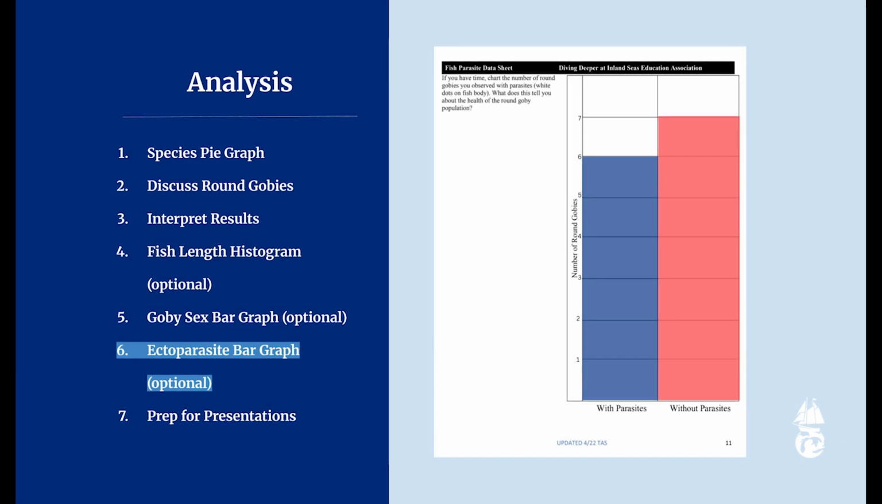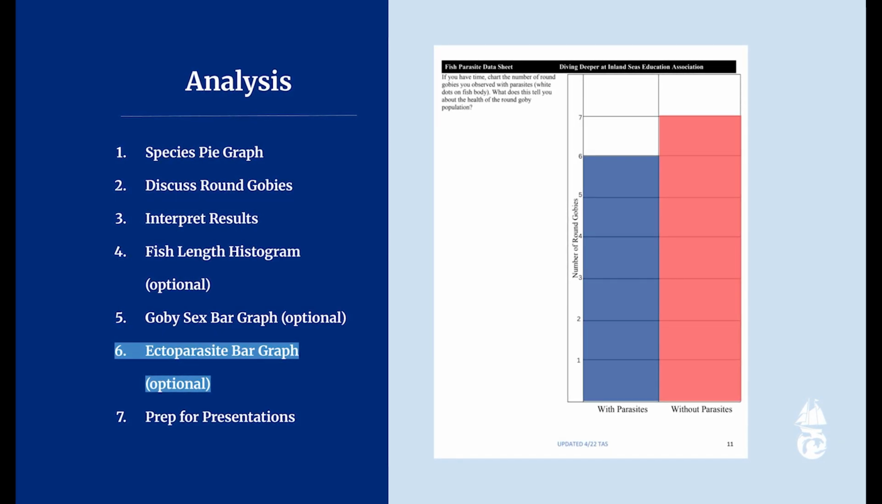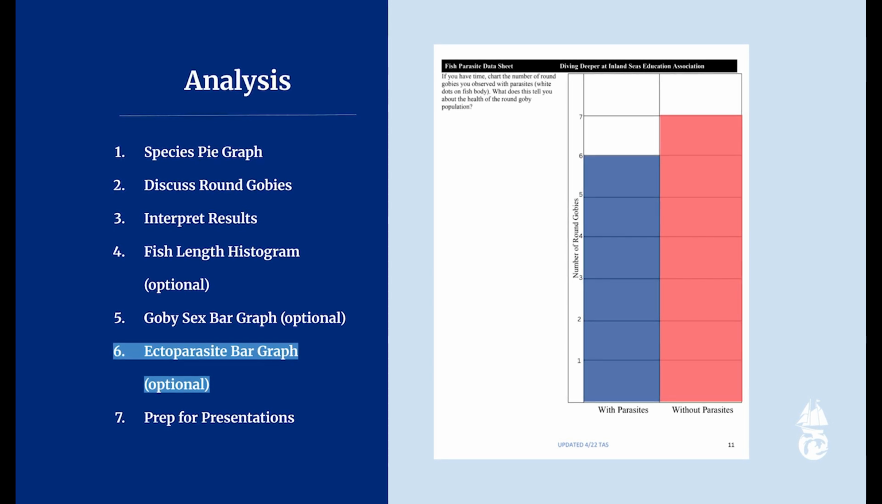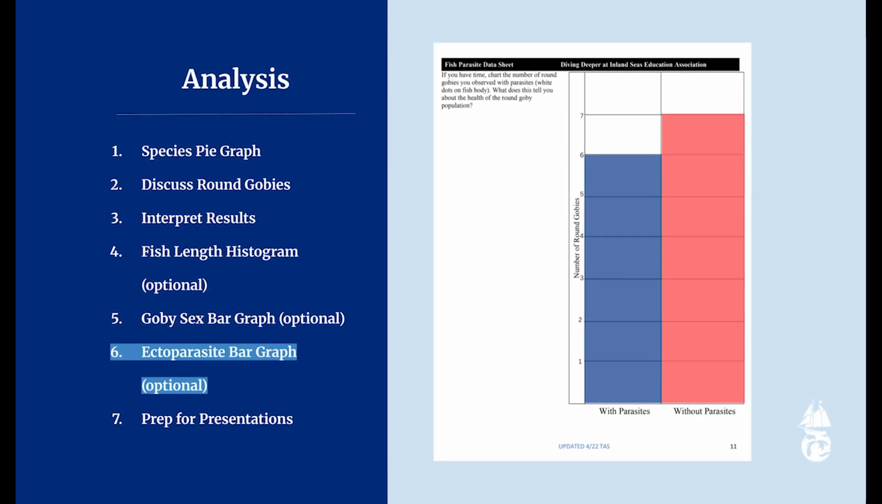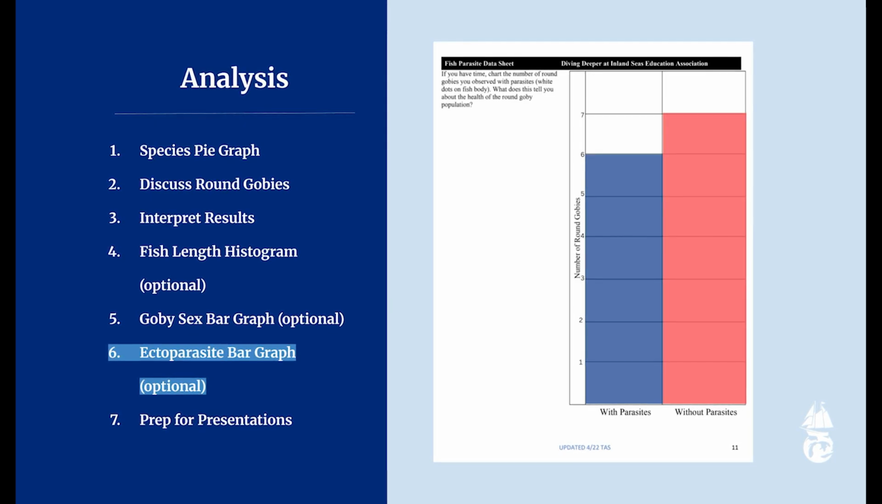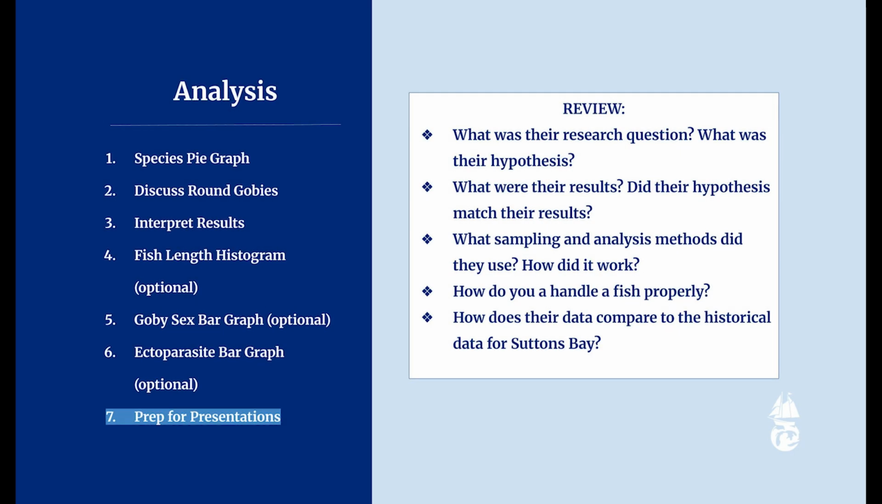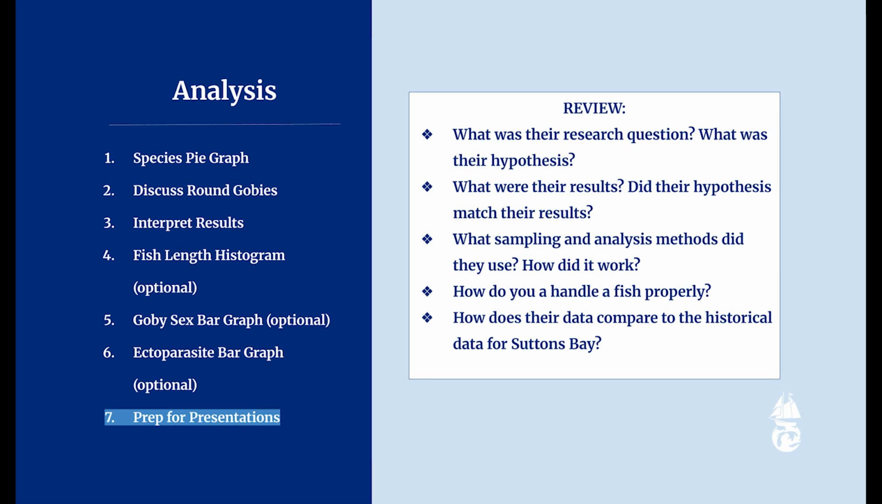Finally, on page 8 of the student worksheet, there is a space to create a bar graph of parasite presence versus absence. If students choose to collect this data, creating this graph can help them determine how much of an impact the ectoparasite has had on the forage fish population. More fish with parasites equals a heavier impact on the population. In the last 10 to 15 minutes of analysis time, start transitioning to preparing your students for presentations.